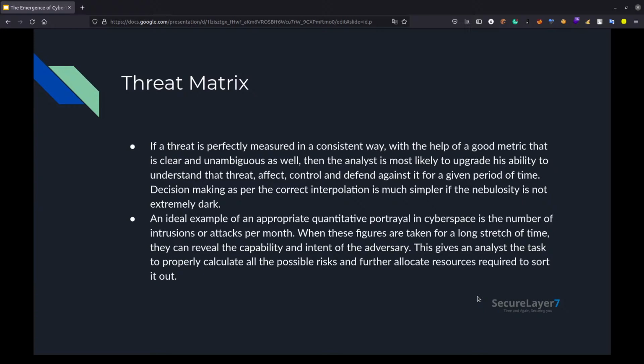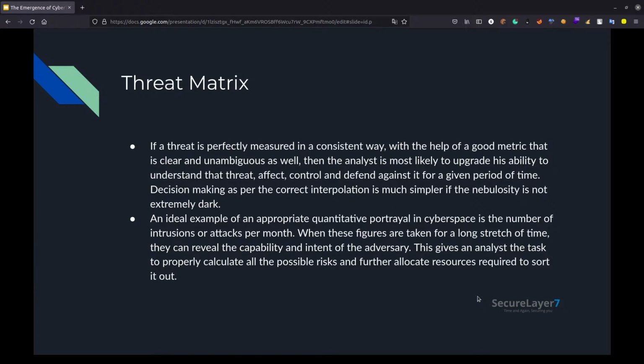An ideal example of an appropriate quantitative metric in cyberspace is the number of intrusions or attacks per month. When these figures are taken over a long stretch of time, they can reveal the capability and intent of an adversary. This gives an analyst the task to properly calculate all possible risk and further allocate the resources required to sort it. So understanding how anomalies and trends occur can be used to facilitate the threat analysis process when an accurate measurement of events is done.